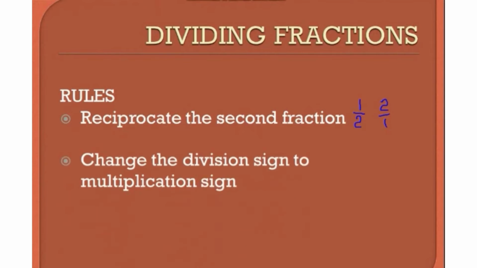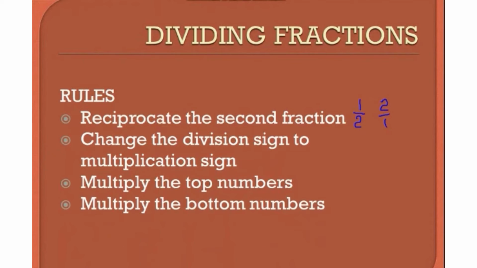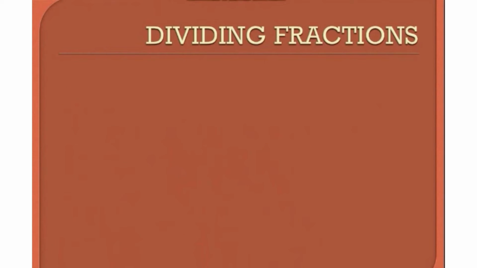The next step is to change the division sign to a multiplication sign. Then you multiply the top numbers. Next, multiply the bottom numbers and finally simplify the fraction if possible. Let's put those steps into motion.